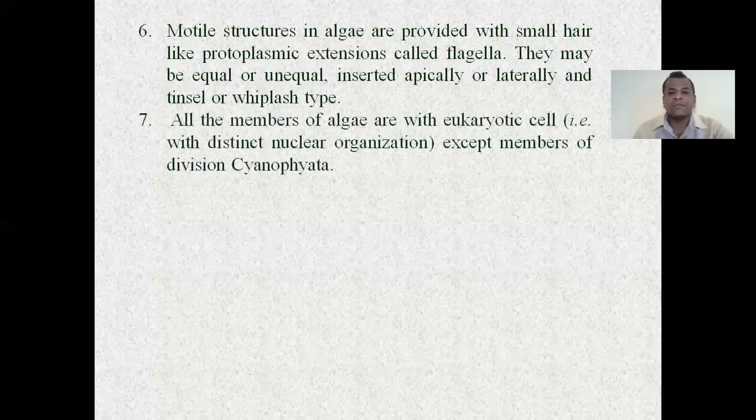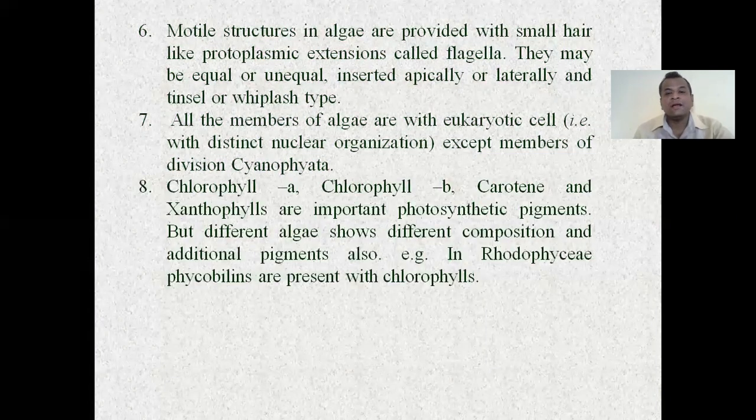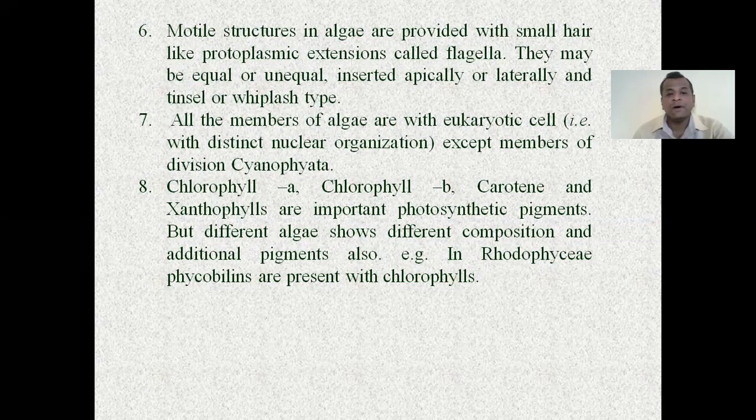All the members of algae are with eukaryotic cells with distinct nuclear organization except the members of division Cyanophyta. Chlorophyll a, chlorophyll b, carotene and xanthophylls are important photosynthetic pigments, but different algae show different composition of additional pigments also. For example, in Rhodophyceae, phycobilins are present with chlorophylls.